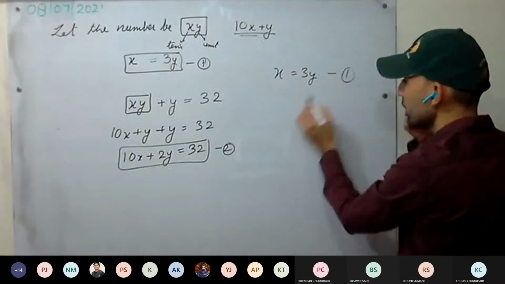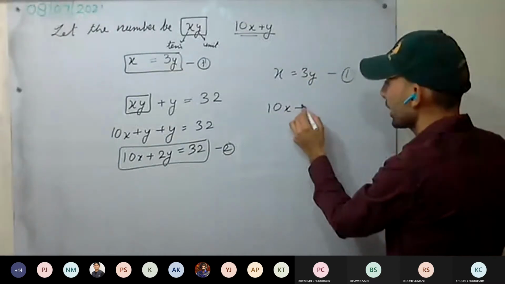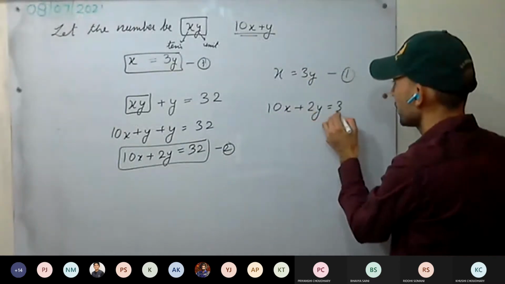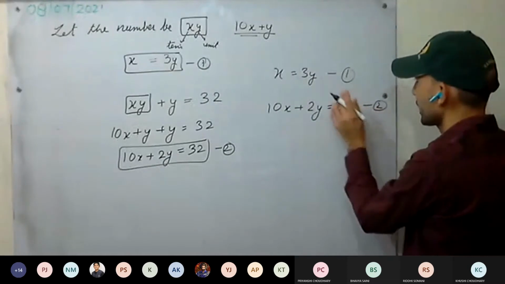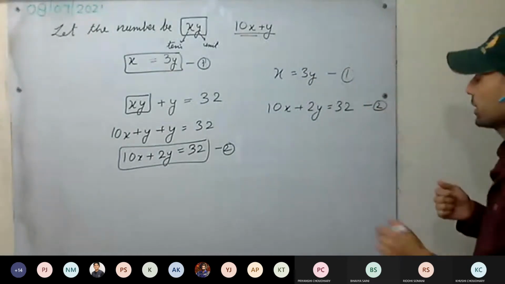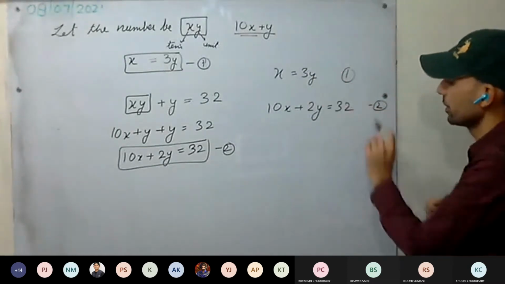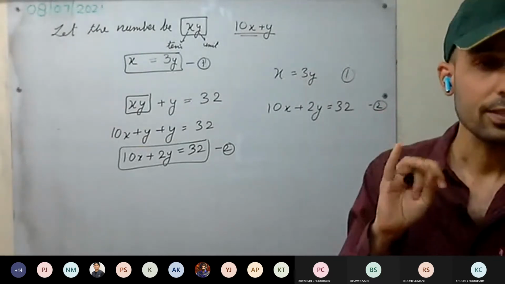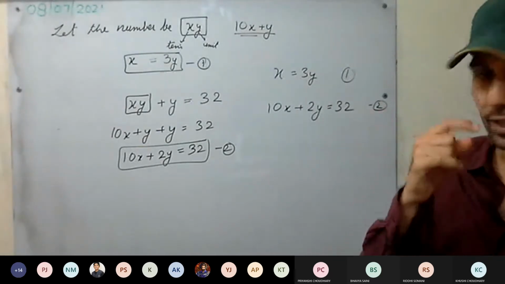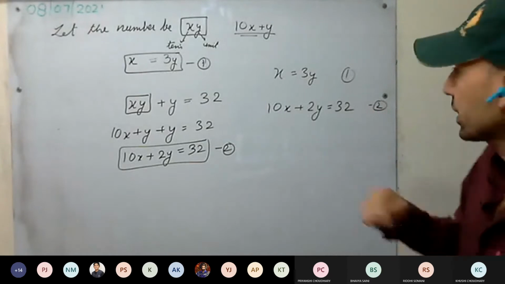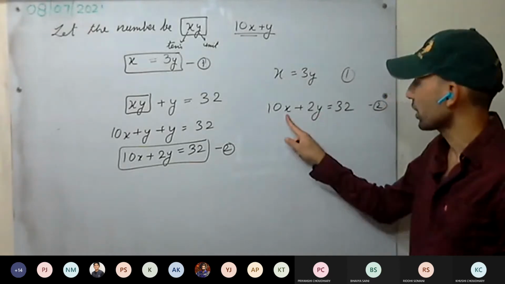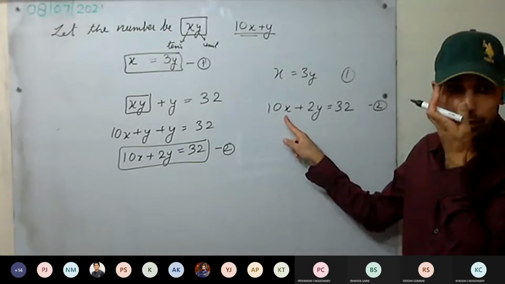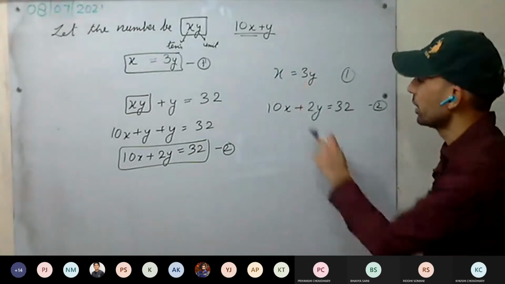This is our first equation, 10x plus 2y equal to 32. This is our second equation. These are the two equations. So you can use substitution, or you can use equating the quotient. If we go with the substitution, it means from this equation, one of the variables I am going to eliminate in terms of the other variable.